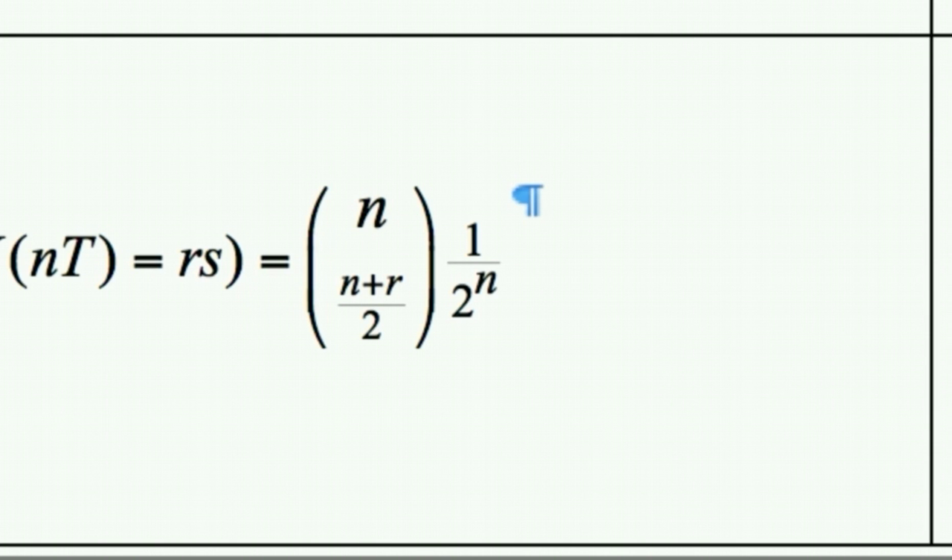But in this particular instance, on the random walk process, the probability mass is that the random value x of t is equal to the random value x of n times big T, equal to r times s, which is equal to n over (n plus r divided by 2) times 1 over 2 to the n.